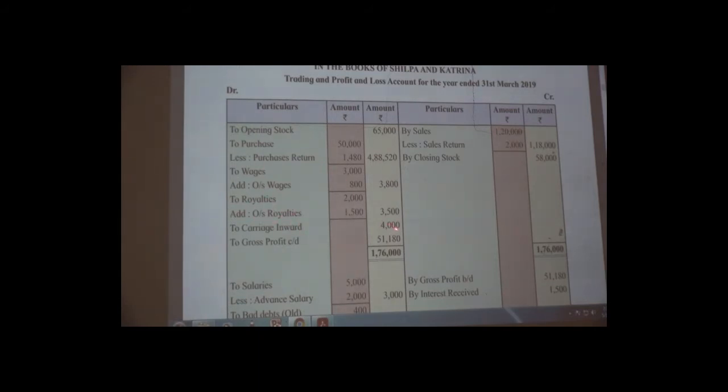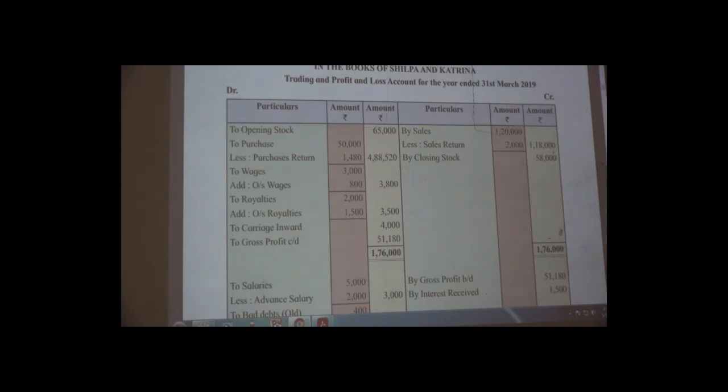If carriage outward is given to you, that item will be posted to profit and loss account debit side. So remember that unless and until it is clear in the given problem that the carriage is outward, we will have to take it always on trading account debit side. If carriage outward is mentioned, then only write it on profit and loss account debit side. Okay.